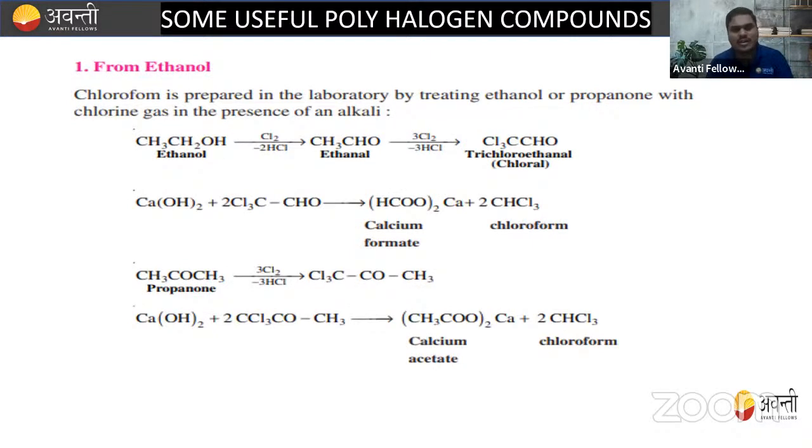So from ethanol, you can prepare it. How will you prepare it? Chloroform is prepared in the laboratory by treating ethanol or propanone with chlorine gas in the presence of an alkali. For example, on oxidation, when we treat ethanol with Cl2, it will form ethanal, right? And after ethanal, it will react with 3Cl2 to form trichloroethanal, also known as chloral. Always remember, it is also known as chloral.